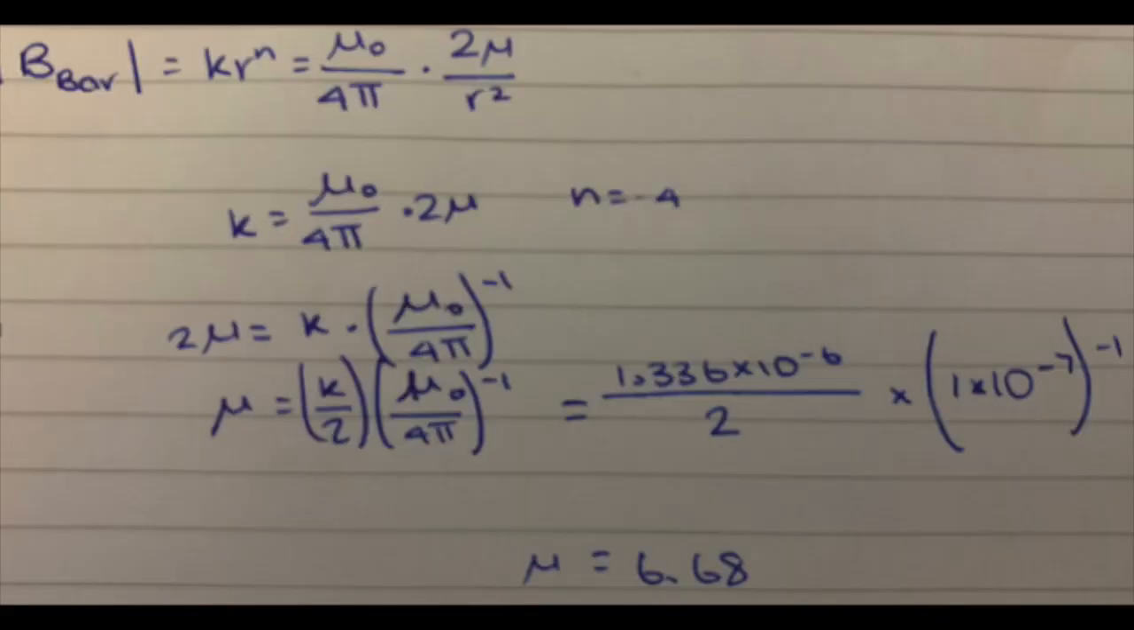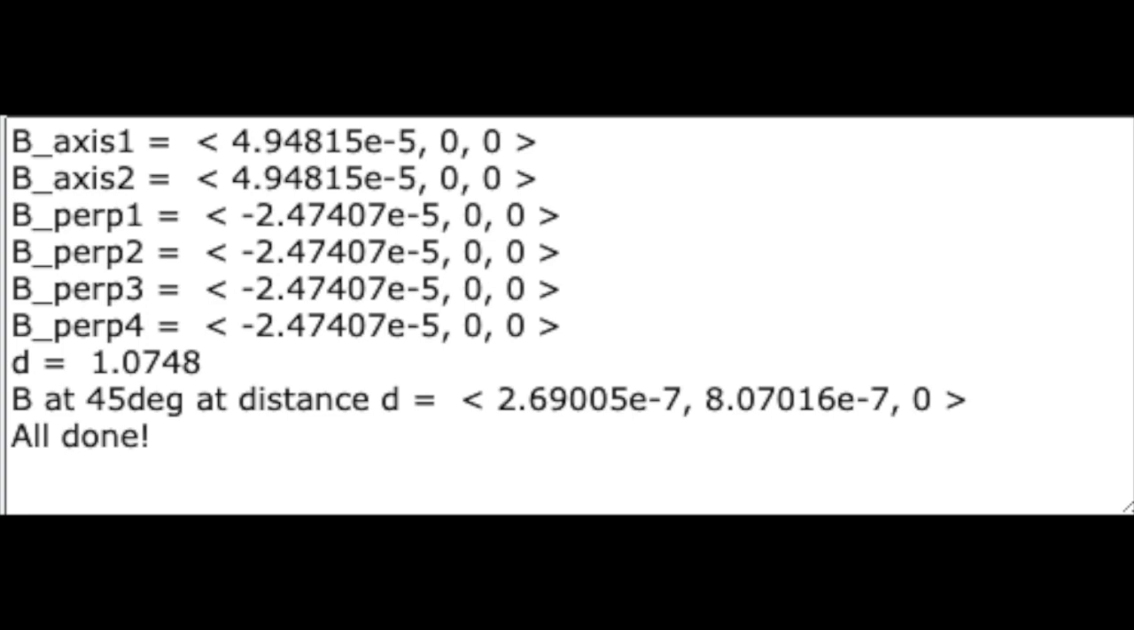Using my intercept and the gradient from my graph in the previous slide, I was able to calculate my value for the magnetic moment, which was 6.68. I then used the GlowScript starter code given and used it to calculate various values of the magnetic field at different positions compared to the magnet.